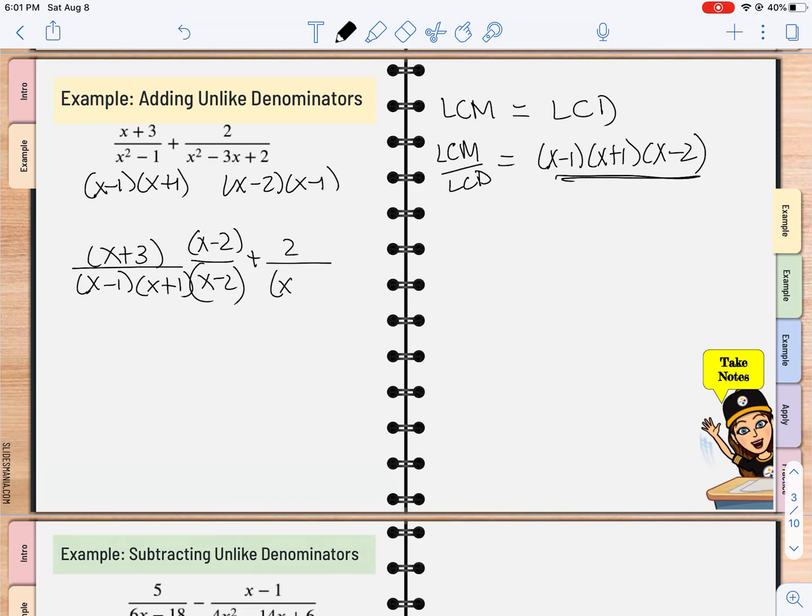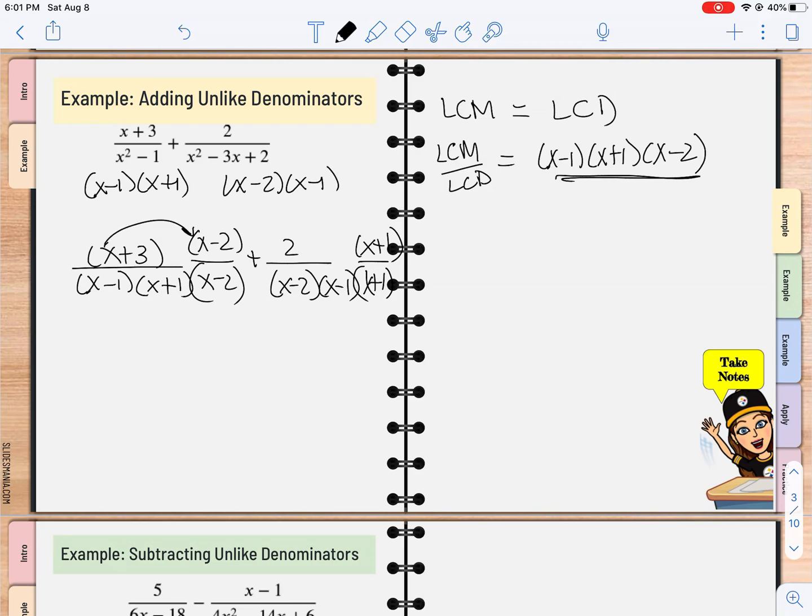Let's try the second fraction here. If I look at that fraction and compare it to my common denominator, I can see it is missing the x plus 1. Okay. Once I get that set up, then I have to do some distributing and combining like terms and see where we can go from there.